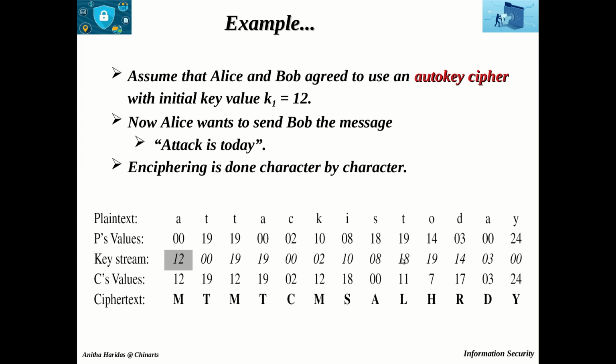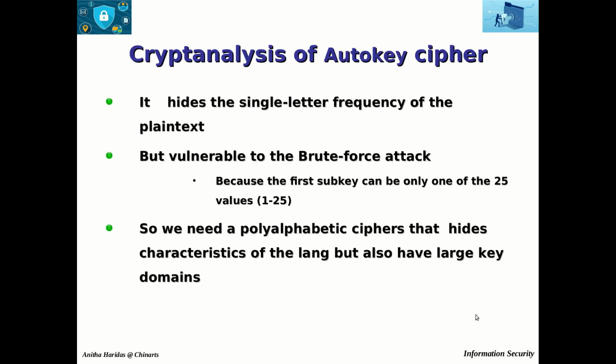19 plus 18 will be 37. So 37 mod 26 will be 11. And again 14 plus 19 mod 26 will be 7. 14 plus 3, 17 mod 26 is 17 and so on. So these are the ciphertext integer values. We convert all these ciphertext integer values into characters. So this becomes the ciphertext using the autokey cipher.